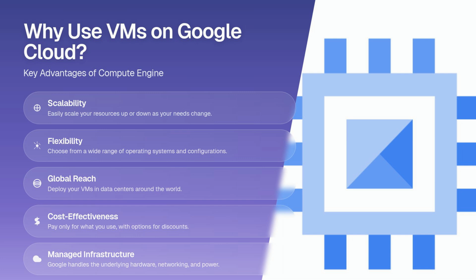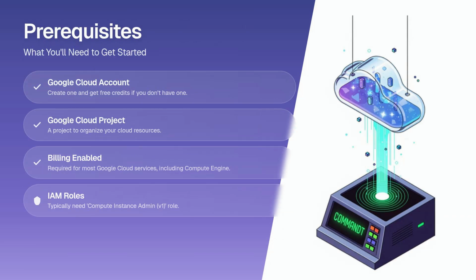Virtual machines on Google Cloud offer a ton of benefits that make them a compelling choice for your infrastructure needs. They provide excellent scalability, allowing you to adjust resources dynamically. The flexibility in choosing operating systems and configurations means you can tailor your environment precisely. With Google's global network, you can deploy VMs close to your users anywhere in the world. They are cost-effective, as you only pay for what you consume, and Google manages the underlying hardware, freeing you to focus on your applications.